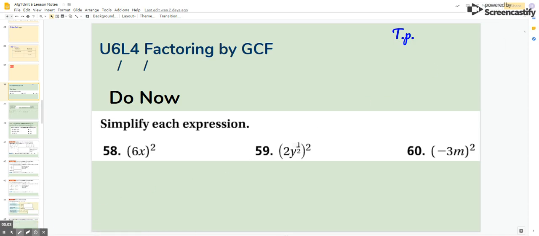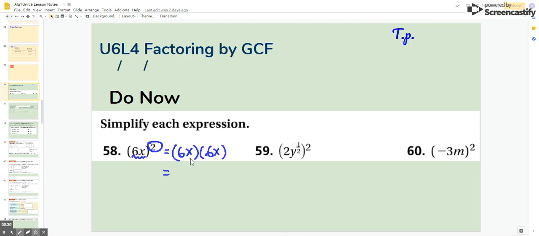We're going to factor polynomials by greatest common factor in this lesson. Before we start, we're going to solve these three questions. So the first one, this square means you multiply everything inside the parenthesis twice.